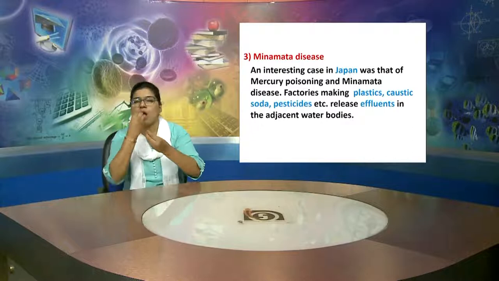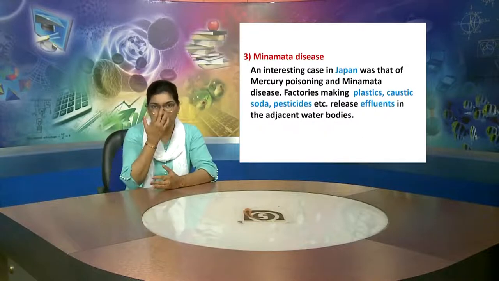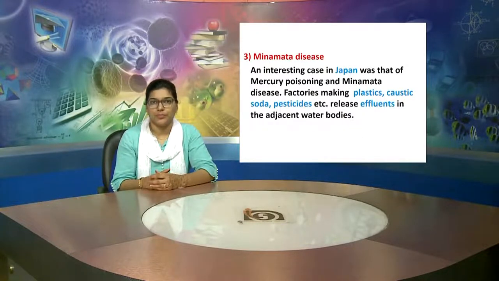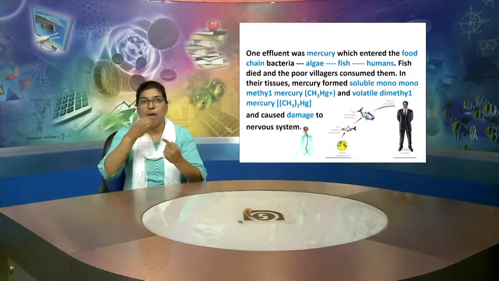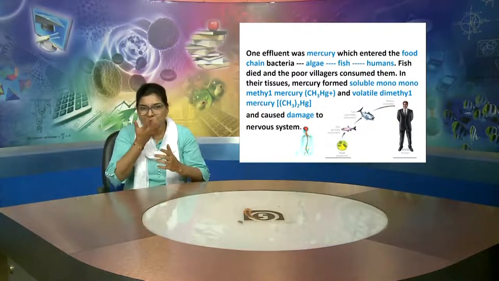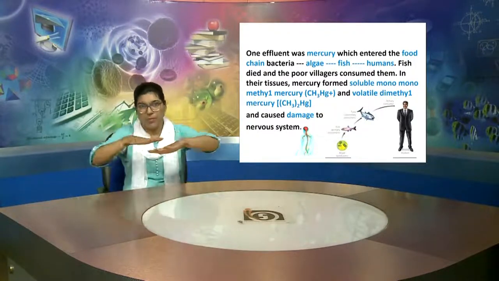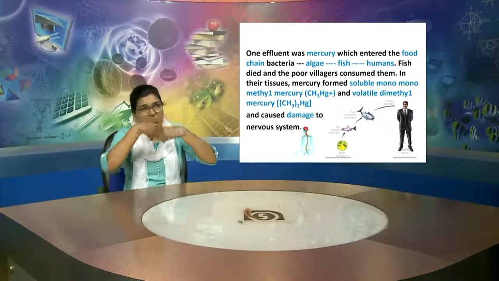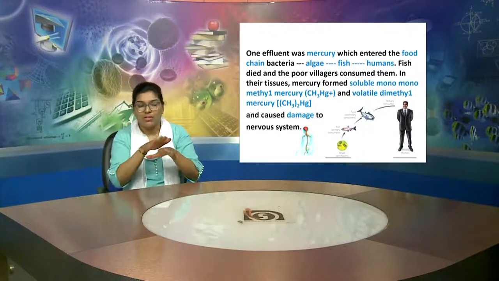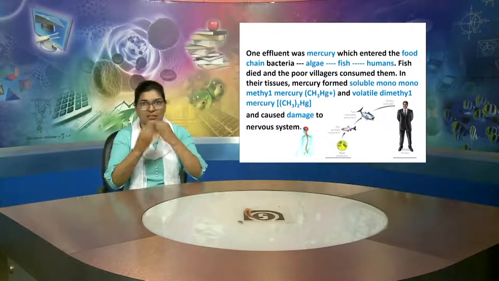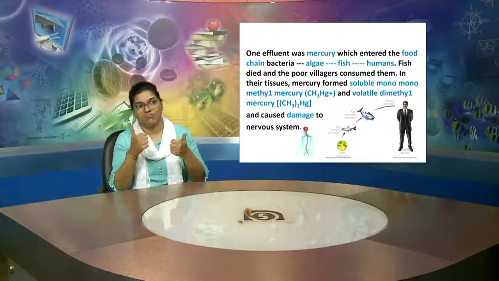Factories making plastic, caustic soda and pesticides released effluents in the water bodies. Because of that release of effluent in the water bodies, there was a cycle. The effluent comes from factories into the water bodies, and those water bodies have fishes. The fishes eat up all those effluents, and later on all those fishes are eaten by the poor farmers.